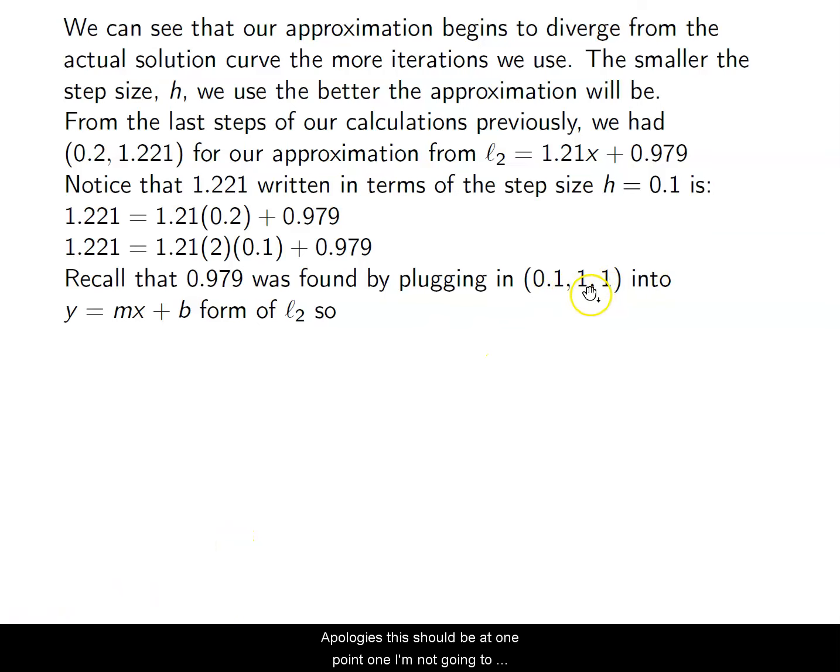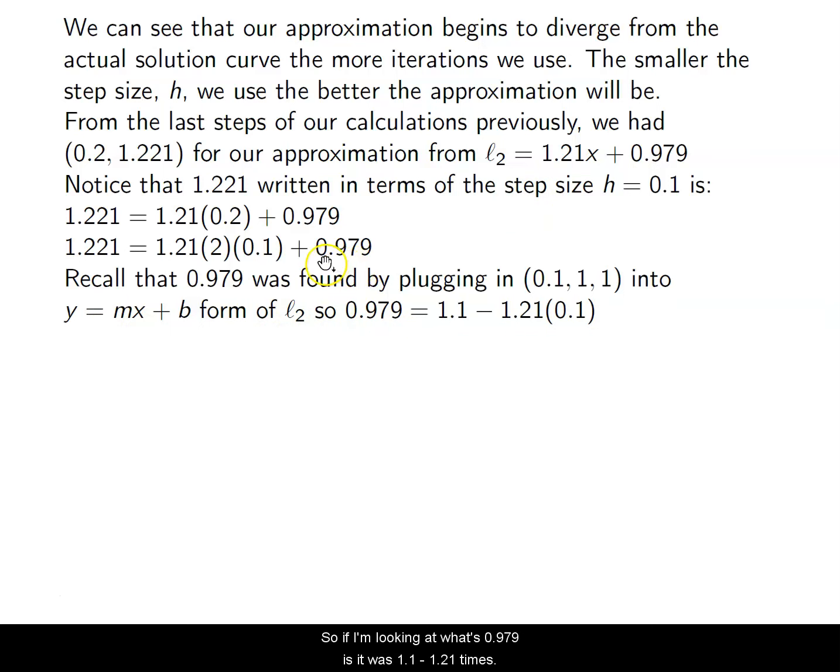And apologies, this should be at 1.1. I'm not going to fix this now because I'm lazy, but I will fix this in the write-up for those in my class. So this is not a three variable input. It's just two. I just have an error here. Okay, so I plug in 0.1 and 1.1 into here for my L2.